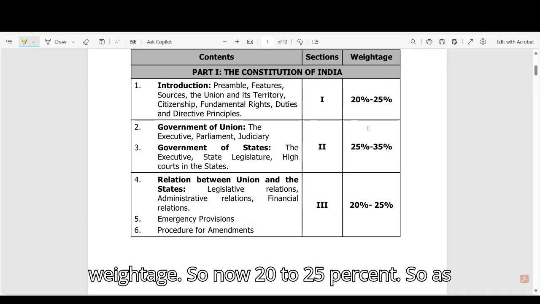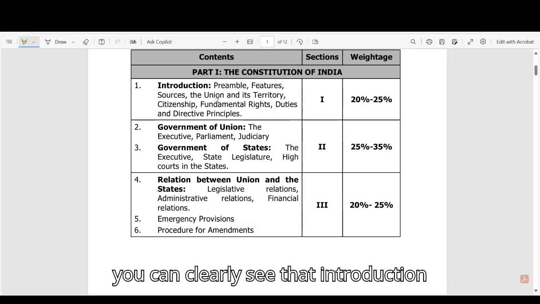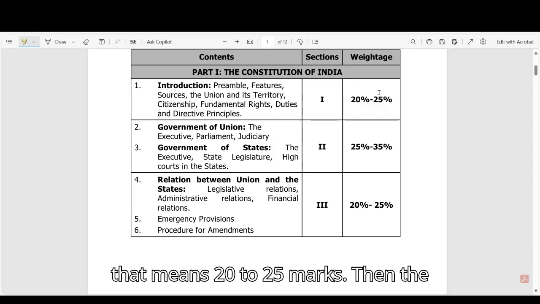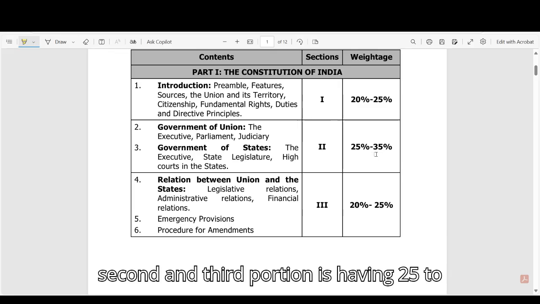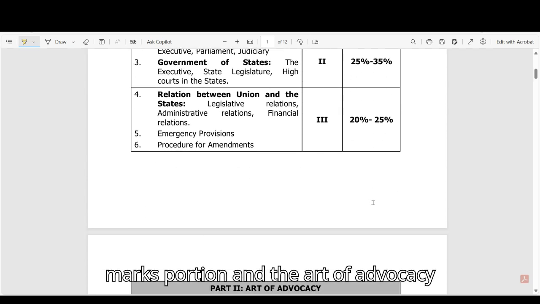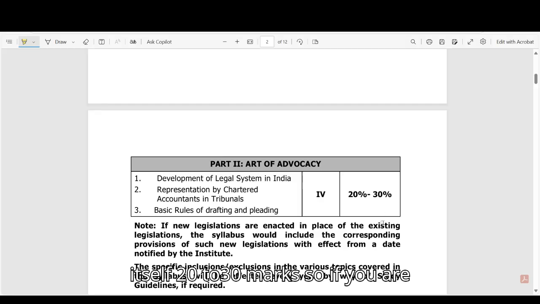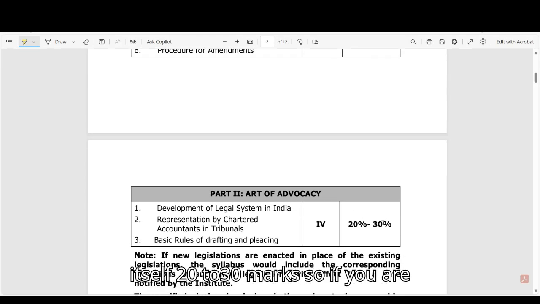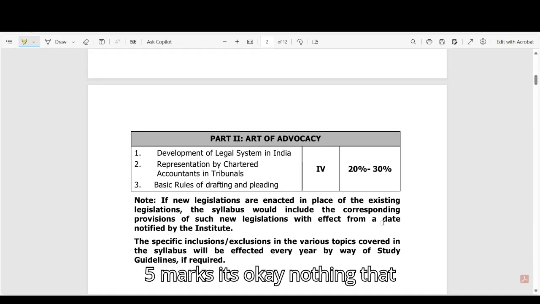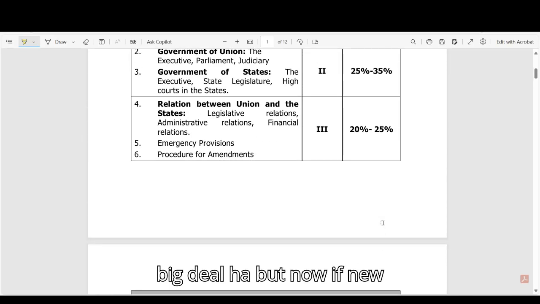So now, 20 to 25%. As you can clearly see, the introduction part has 20 to 25 percent, that means 20 to 25 marks. Then the second and third portions have 25 to 35 marks. The last portion has 20 to 25 marks, and the art of advocacy itself 20 to 30 marks. So if you have a variation of up to 5 marks, it's okay, nothing that big a deal.